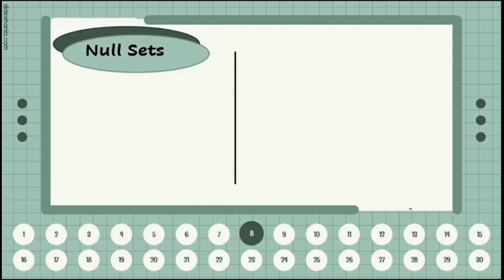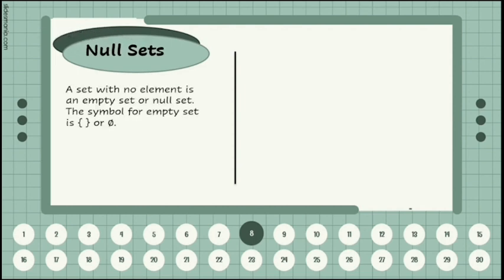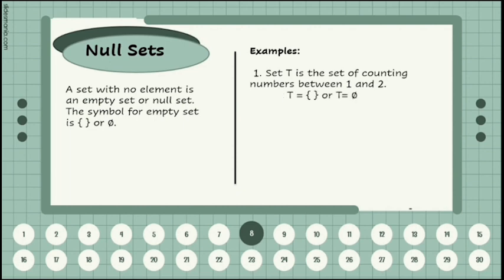While a null set is a set with no elements. So this is the symbol of null sets and empty sets, right? So for example, an example of a null set is set T, the set of counting numbers between 1 and 2. So we all know that there are no numbers between 1 and 2 unless we consider decimal numbers. Alright, so T equals null set or an empty set.